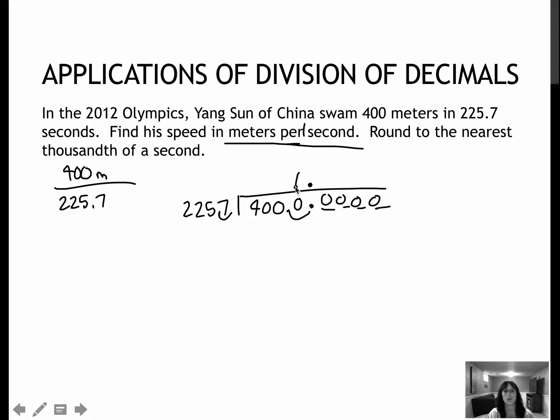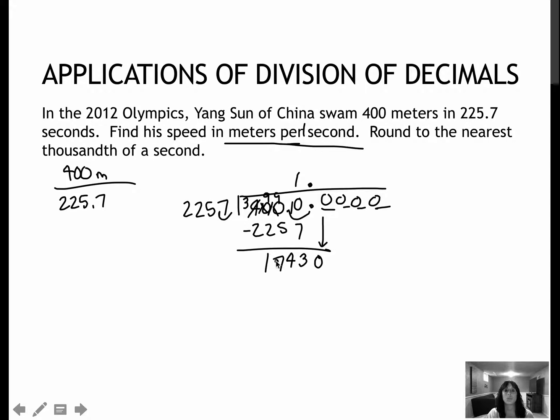2,257 does go into 4,000 one time. It doesn't go in twice because I know if I doubled that, it would be greater than 4,000. So I'm going to subtract that value and do a lot of borrowing. So that gives me 10 minus 7, which is 3, 9 minus 5, 9 minus 2, and 3 minus 2. I'll then bring down the next number.